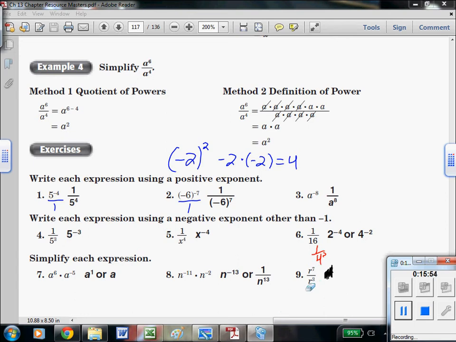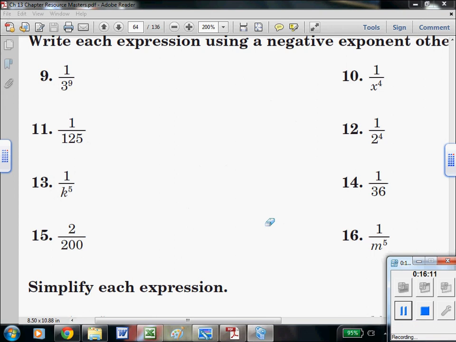Going on to number 9. Number 9 is not going to use any negative skills. We're just going to subtract our exponents with our like bases. 7 minus 3 is 4, so we have r to the 4th power. So I'll just kind of review what we did last section. These are some examples of following the instructions they're asking us to do, and we're revealing what we need to do in order to solve them, how to simplify them.